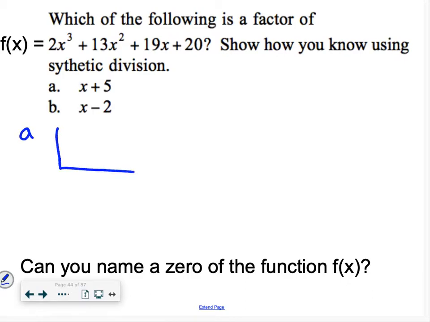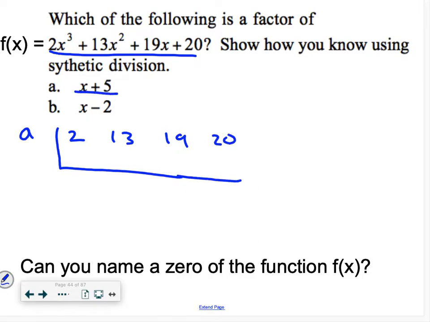So the trick with synthetic division is you put in the coefficients from up here. So if we're taking that function with coefficients 2, 13, 19, and 20, to divide by x plus 5 for part A, we don't put 5 out here, we put negative 5. The thing we divide by is what would make this, if it were a factor, equal to 0.